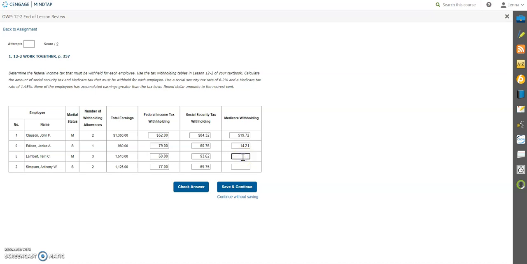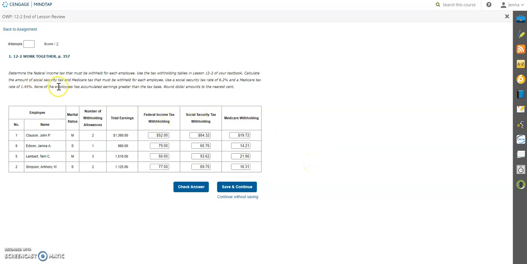Next I'm going to have to round on this one. I get 21.90. When I put that into the calculator, I actually get 21.895, so I would round up to 21.90. And for the last one, again I'm going to have to round, so I get 16.31. This one I would round down. So there I have all of my withholdings.